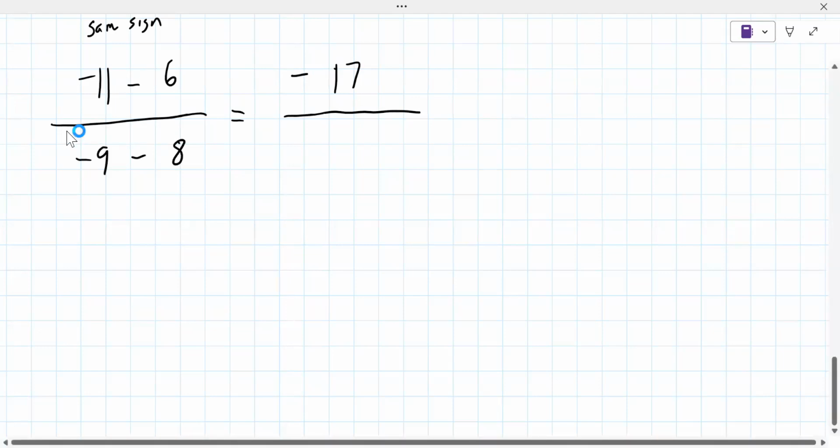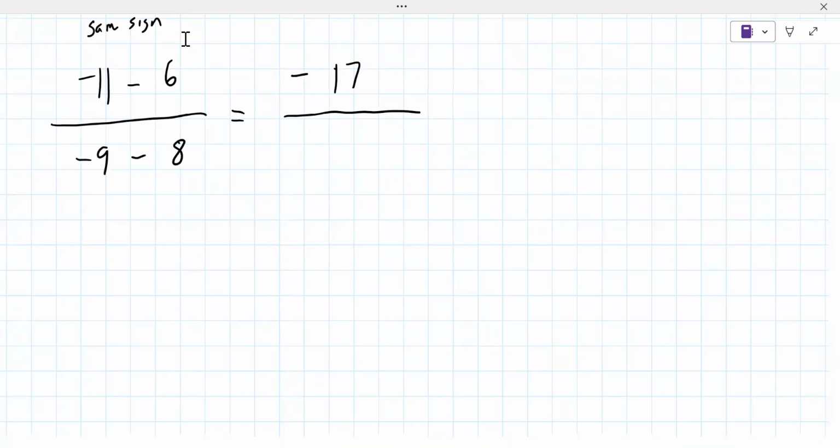Sorry, I'm back. Did I say opposite? You did. And then I asked you which one was positive, which one was negative. Should be the same sign, right? Okay. What is the sign? Negative.